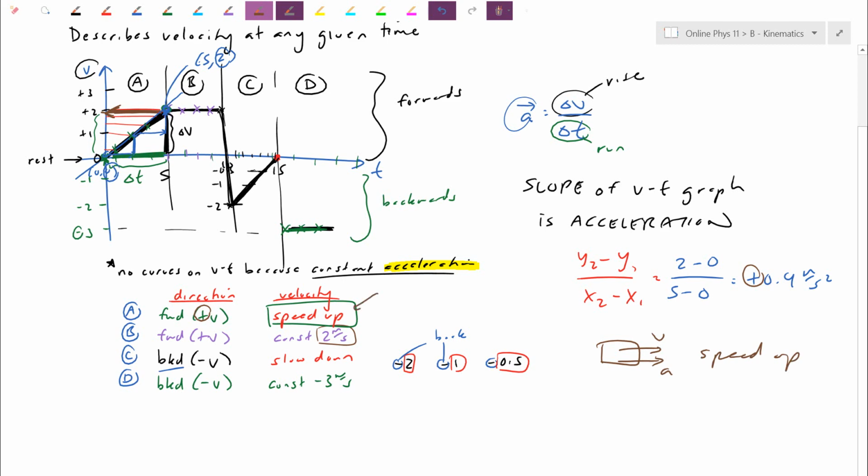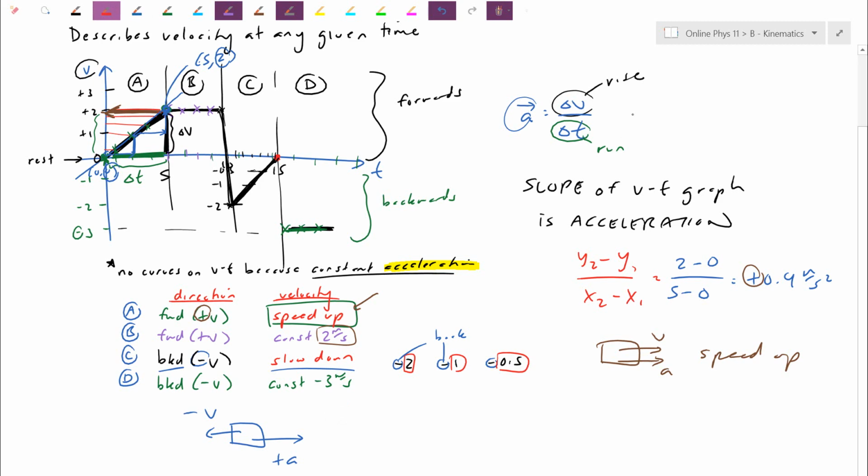Let's test part C. I'm not going to do it with the math, but let's just test the sign. In part C, I'm into the negative velocities. I'm going backwards, so this is negative, and yet this is slowing down. I would imagine that this car is trying to go backwards, so I better have an acceleration that's positive, right? Because the only way for me to slow down is for these to be opposites.